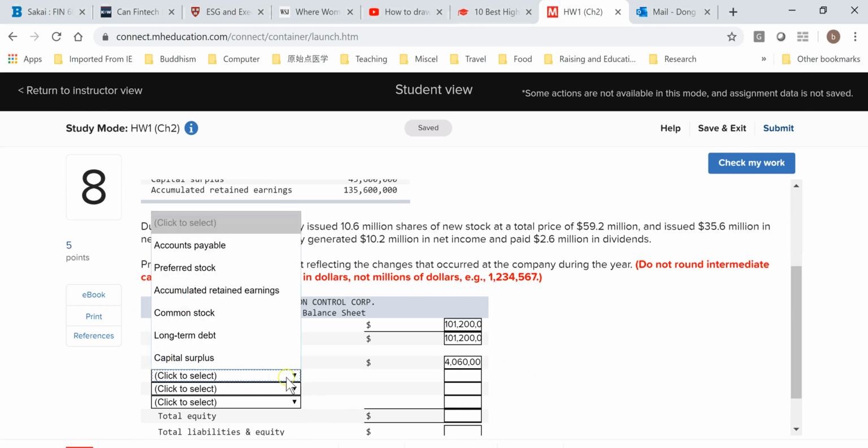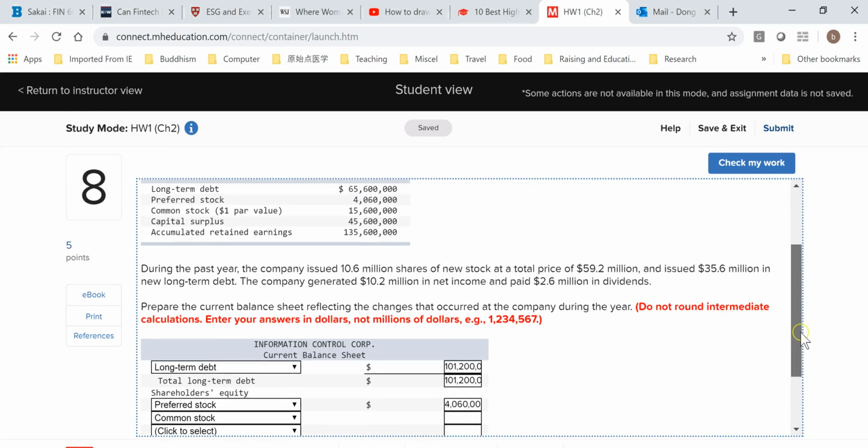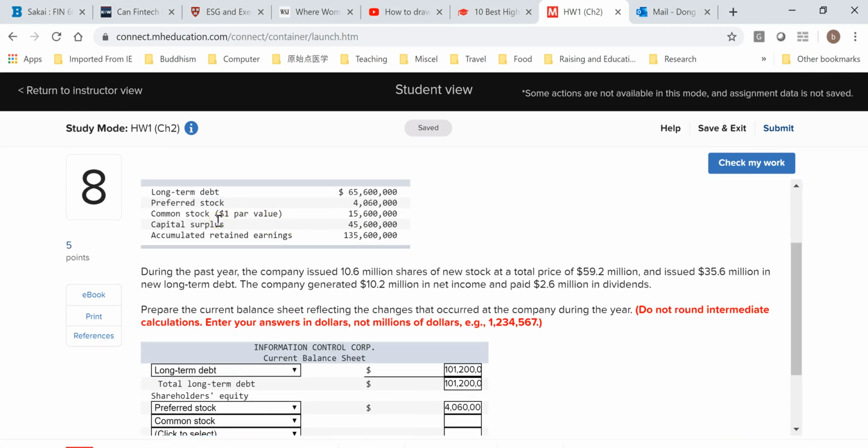And then the next one is common stock. Notice that common stock here means the par value. When the firm issues new shares, on its certificate it has printed some amount. That's the so-called par value, and here the par value is $1. That means each share has a printed value of $1. It doesn't mean the share will be sold for that amount; it's just a nominal value. What the shares will be sold for is told here: 59.2 million for 10.6 million shares of new stock over the past year.